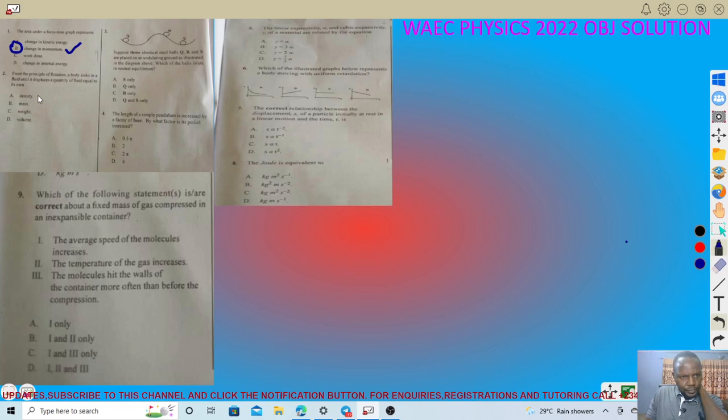The next says, from the principle of flotation, a body sinks in a fluid until it displaces a quantity of fluid equal to its own dash. We've talked about this. Law of flotation, concept video, physics channel, you can check. That's why I said physics is not our problem. We all know that. So when weight is equal to the what, or you can even state the law of flotation: a body displaces its own weight of the fluid. So a body will float when the thrust is greater than the weight, and it will sink the other way. You know what I mean? And that is that.